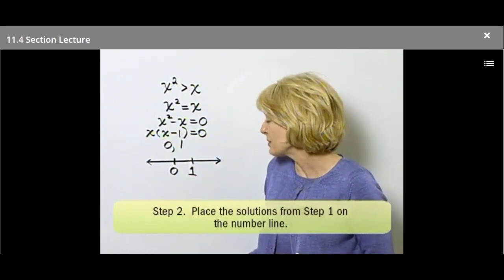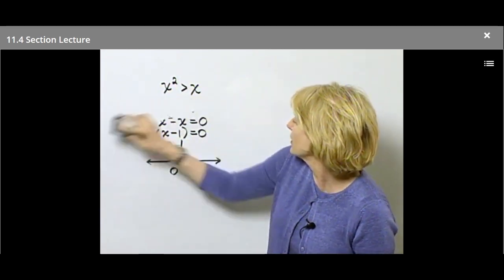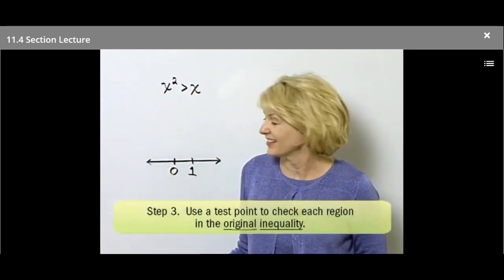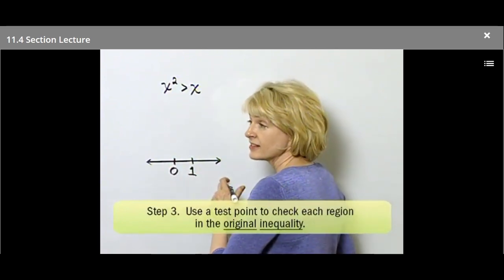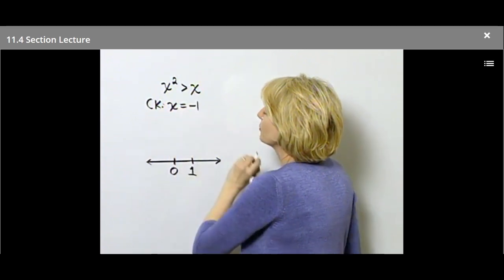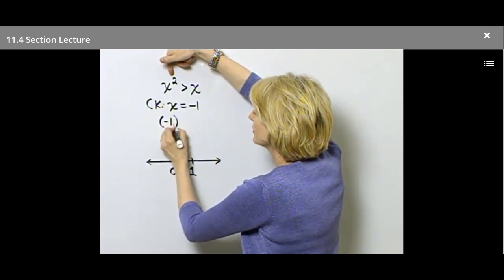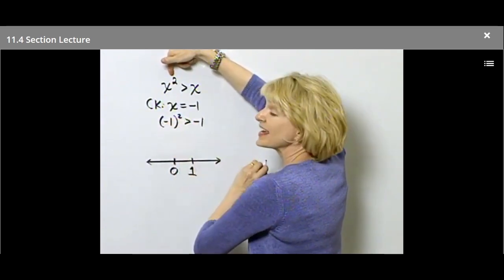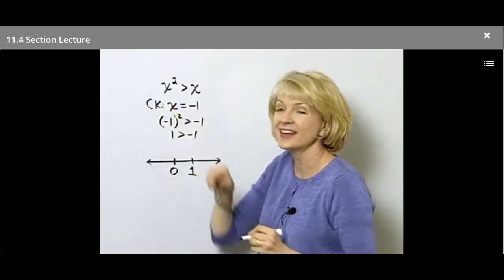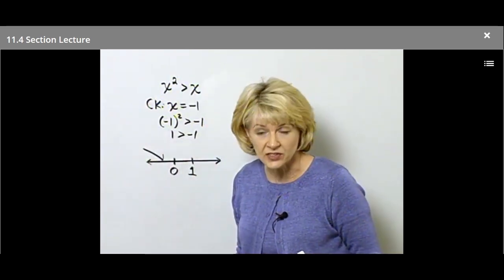And now I just happen to have three regions again with which we check. So we now get rid of that related equation and we work on the inequality. Pick any number less than 0. Let's check, say, -1. What is -1 squared? And is it greater than -1? -1 squared, that's 1. Is that greater than -1? The answer is yes. So this is a solution region.